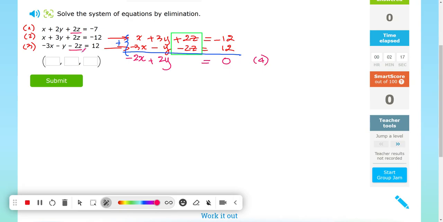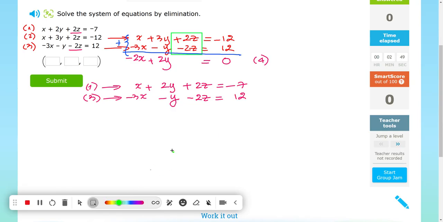It's 2z and negative 2z. So then I can come out with a new equation. Alright? So let's do that. Equation number 1, I just rewrite it: x plus 2y plus 2z equals negative 7. And then I rewrite equation number 3: negative 3x subtract y subtract 2z equals 12. And voila, you got the z's also opposite.